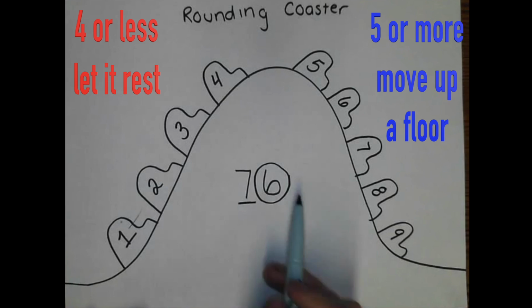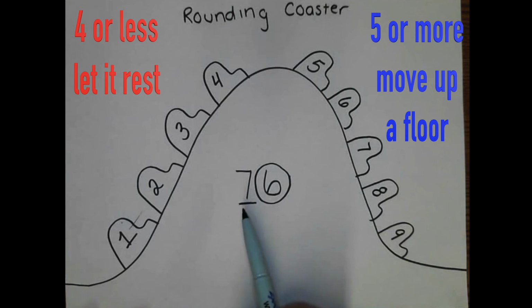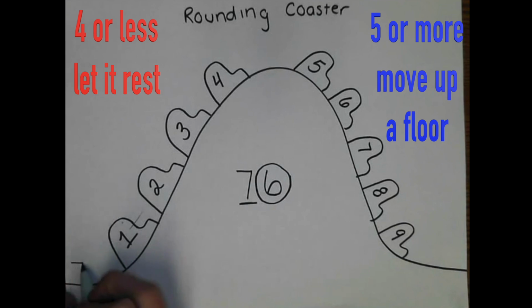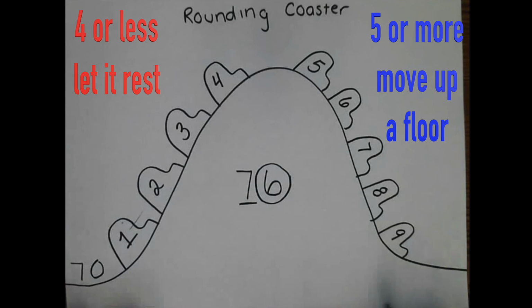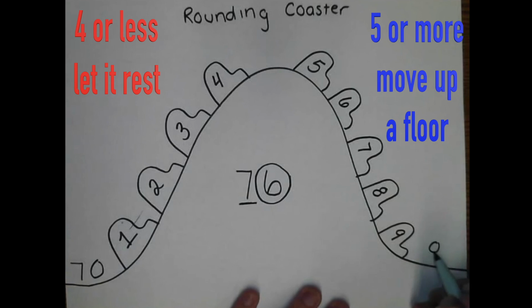First thing I like to do is think of which two groups of 10 76 falls in between. Well, if I stayed the same, it's going to go back down to 70. And if I move it up a floor, it's going to go to 80.